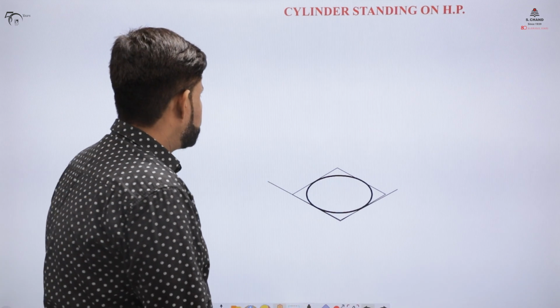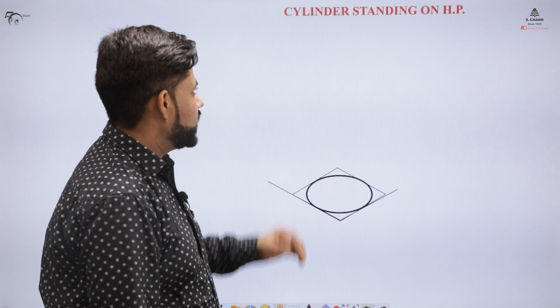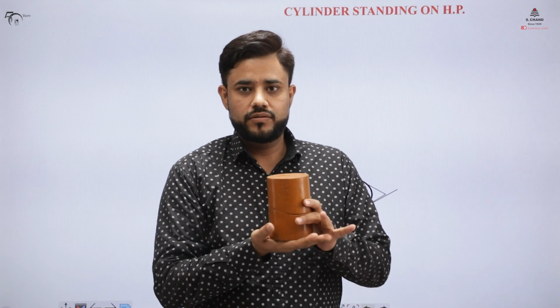Here we have a cylinder which is standing on the horizontal plane. I want to make it in a 3D environment. For this I'll follow the similar concept which I told you in the previous part of the video, which was isometric view formation for planes.